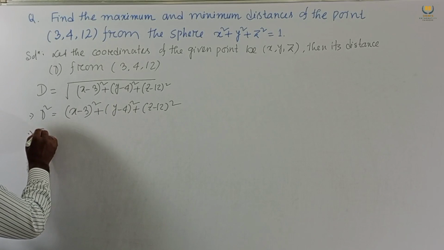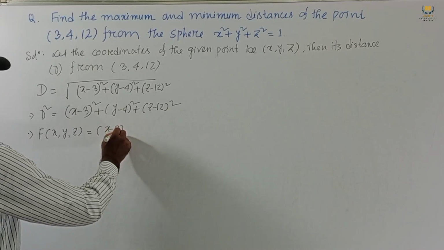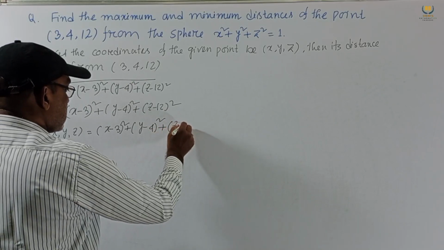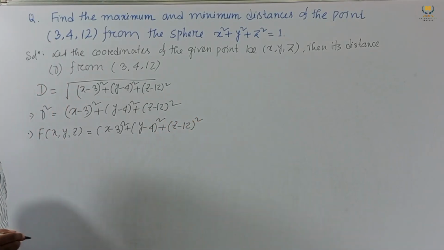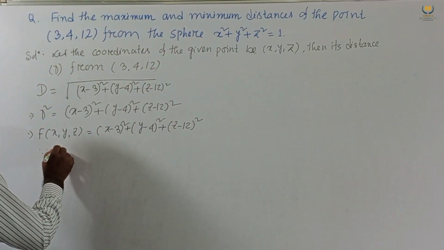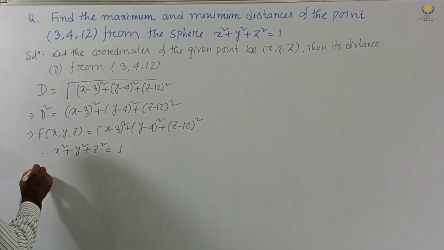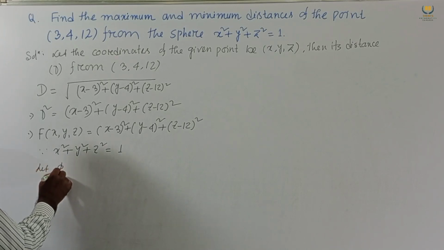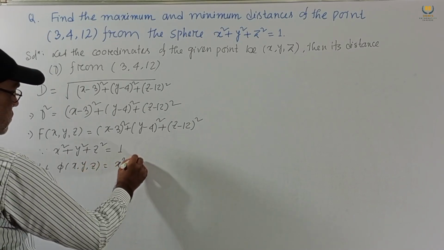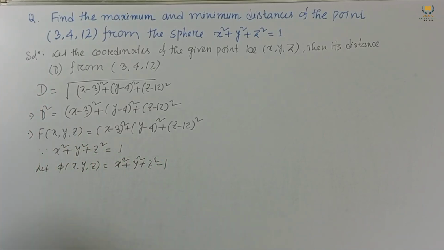Now we consider this as capital X, Y, Z, equal to (x − 3)² + (y − 4)² + (z − 12)². And the sphere is given as x² + y² + z² = 1, so let phi(x, y, z) = x² + y² + z² − 1, taking 1 to the left-hand side.